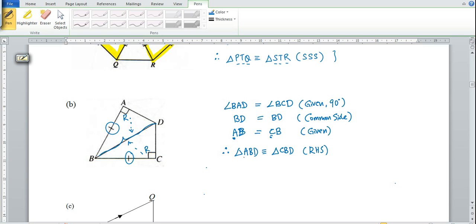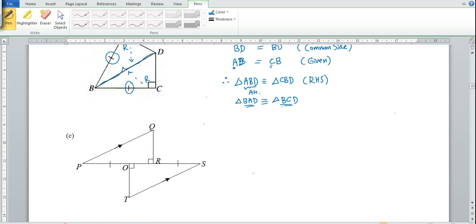Now, don't worry about the sequence here. You can always write it as another alternative sequence, which is BAD, for instance. It's just that if you choose to write triangle BAD, then you will have to match on this side, B matches with B, A matches with C, D matches with D. So you can mix up the sequence, but on the other end, it has to match.